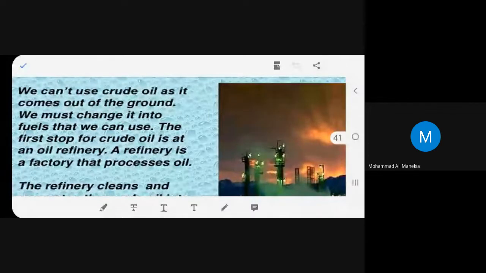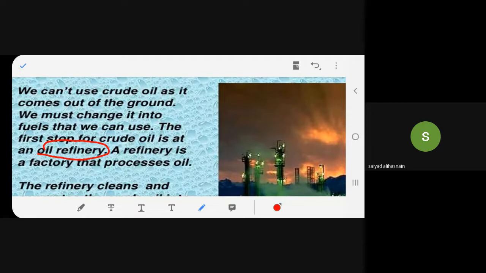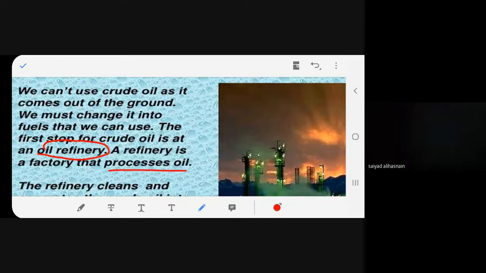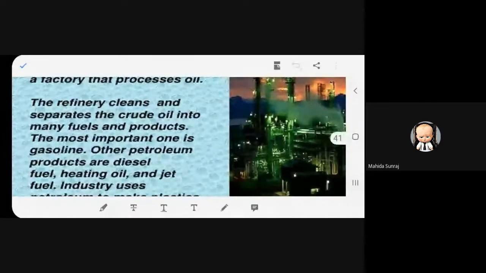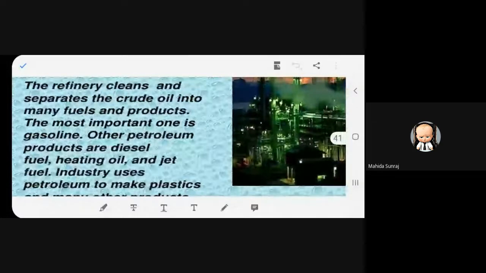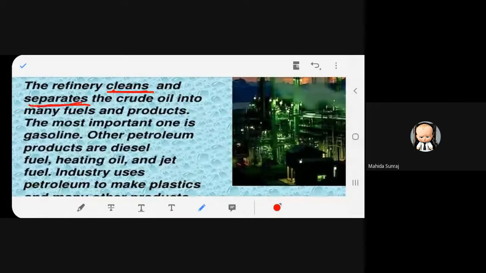So where does it go? It goes to the oil refinery. The petroleum you drill out from the earth goes to the refinery. And what does that refinery do? It processes oil. That means it is purifying oil. What is the refinery doing? It is cleaning the oil and separating it into so many fuels and byproducts.